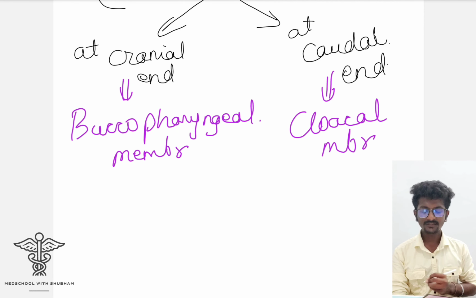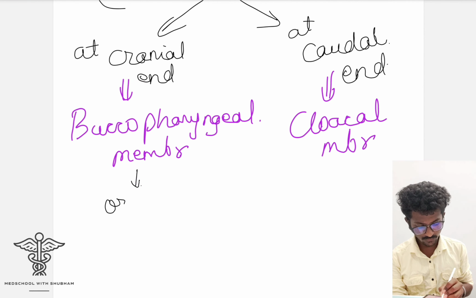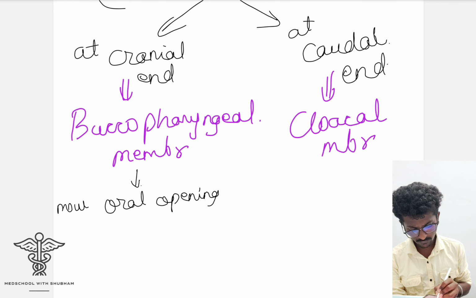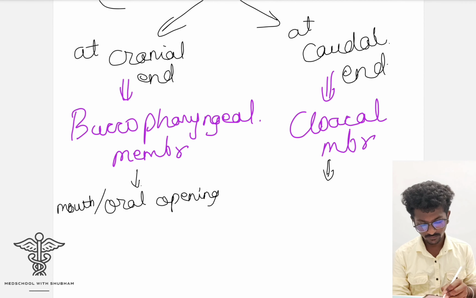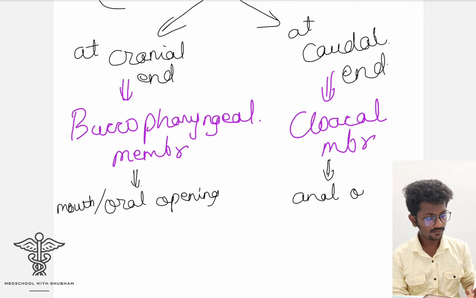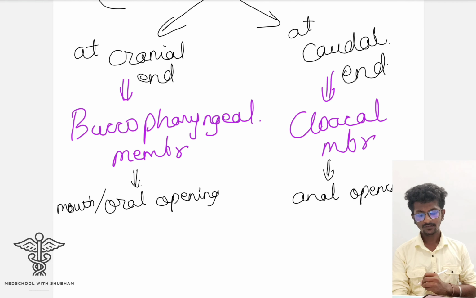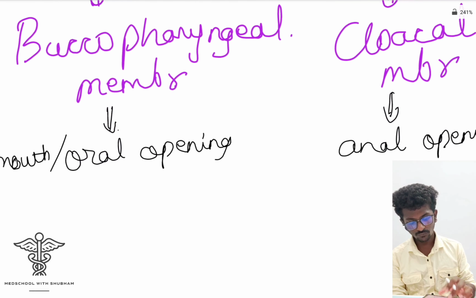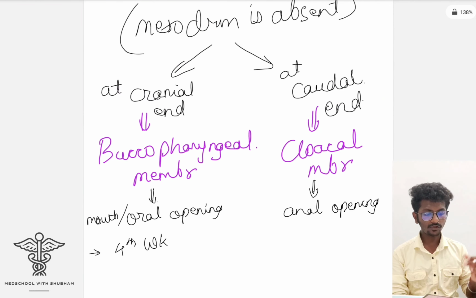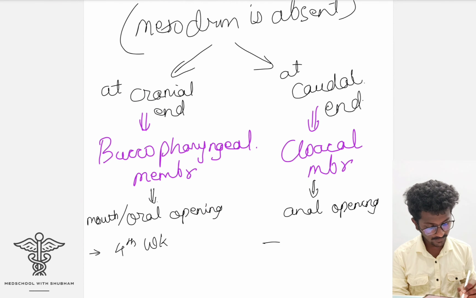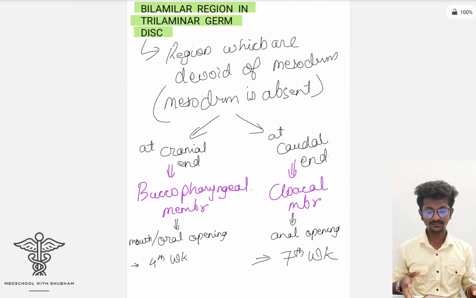Now this buccopharyngeal membrane is going to form the oral opening or the mouth opening, and the cloacal membrane is going to form the anal opening. The buccopharyngeal membrane will break down to form the oral opening in the 4th week of development, and the cloacal membrane will break down to form the anal opening in the 7th week of development. I hope this is very clear to you guys.